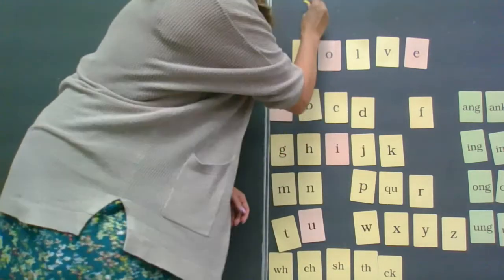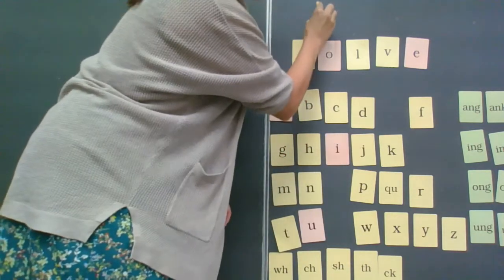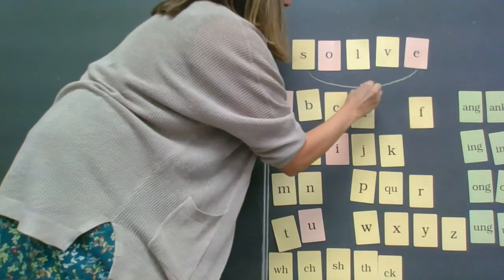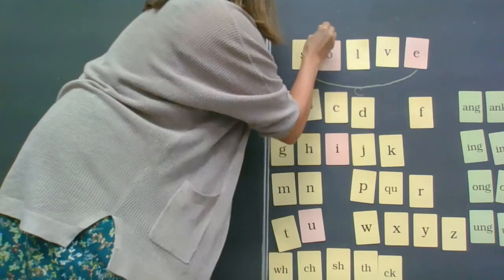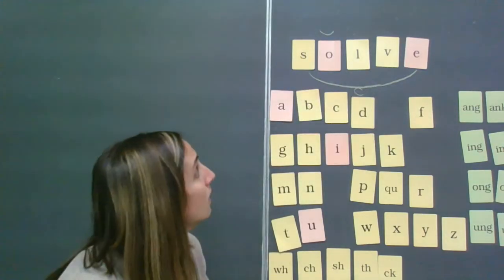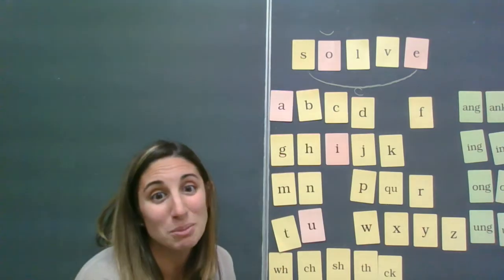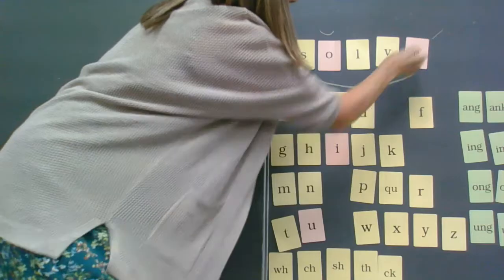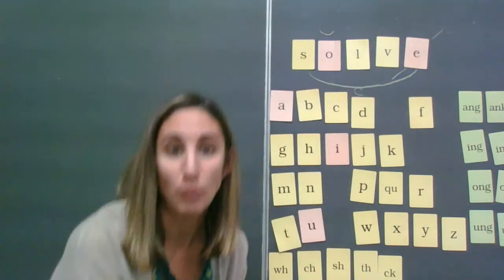So to mark it, we could go like this: scoop it, mark it with a C for closed, and put the breve above the O. And then I don't want to put an X on here, but if we were writing this word, since this E is silent, we would put a dash through it.